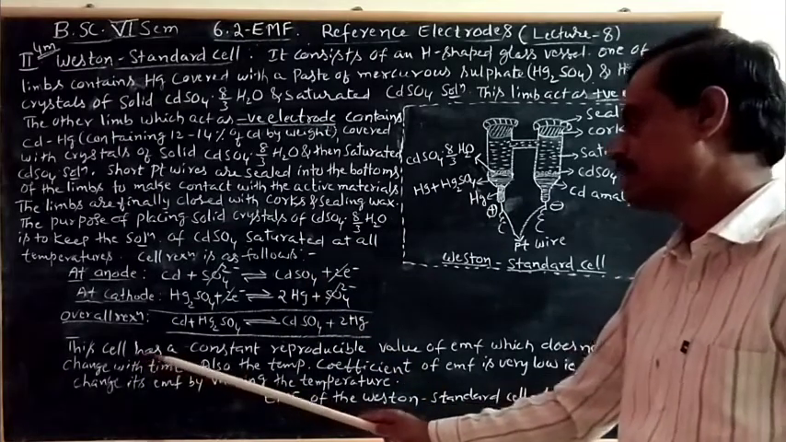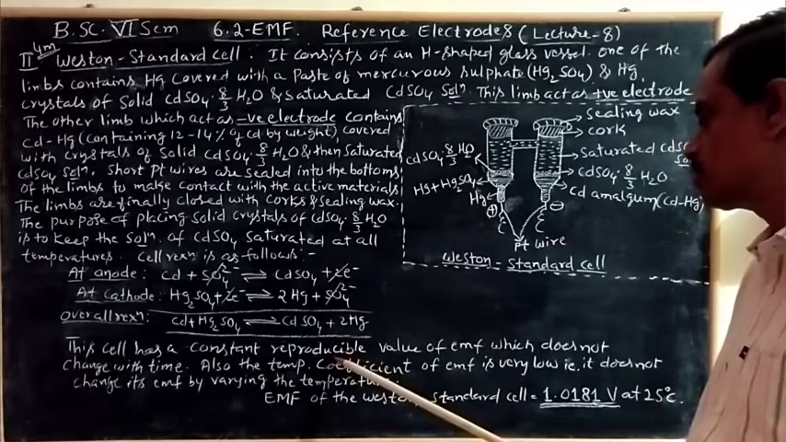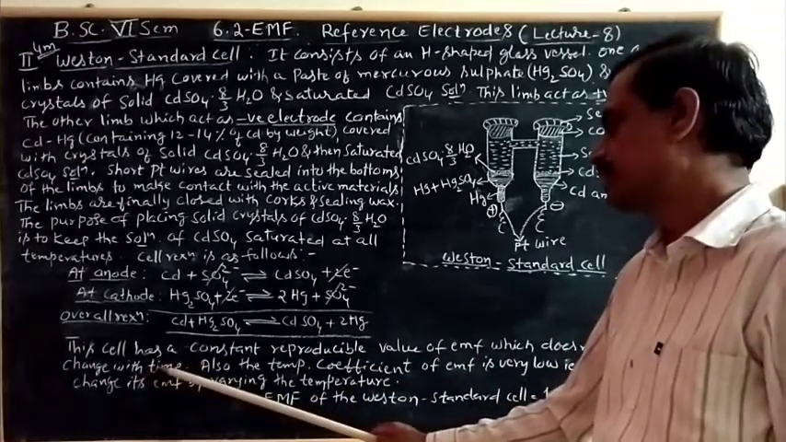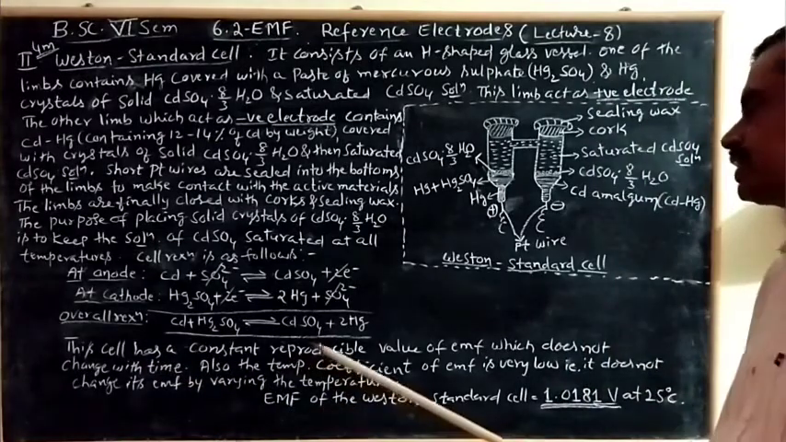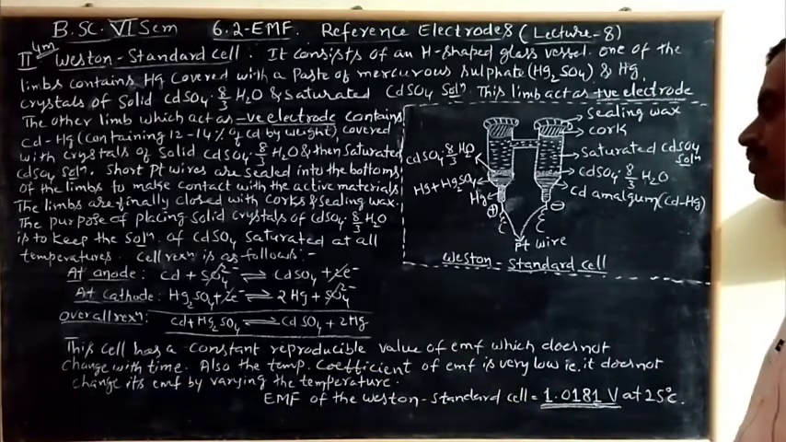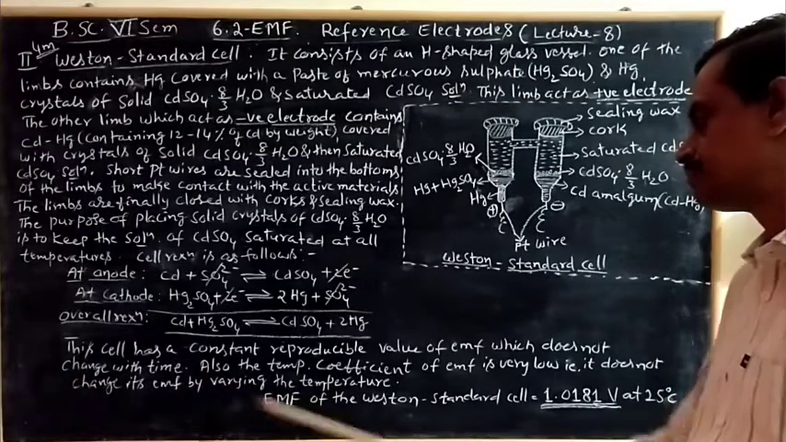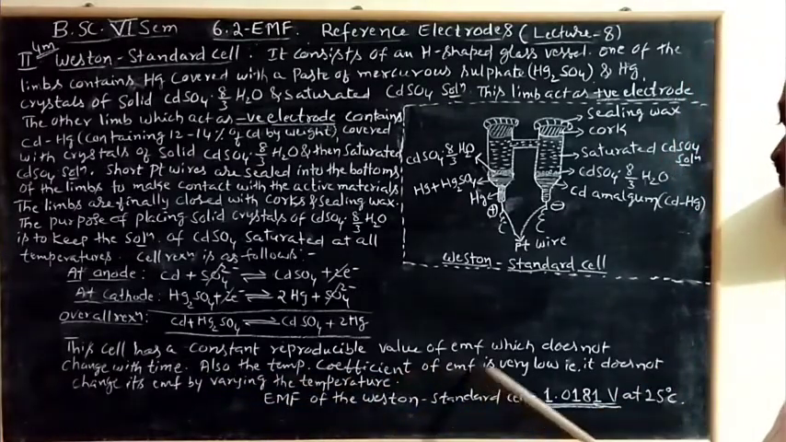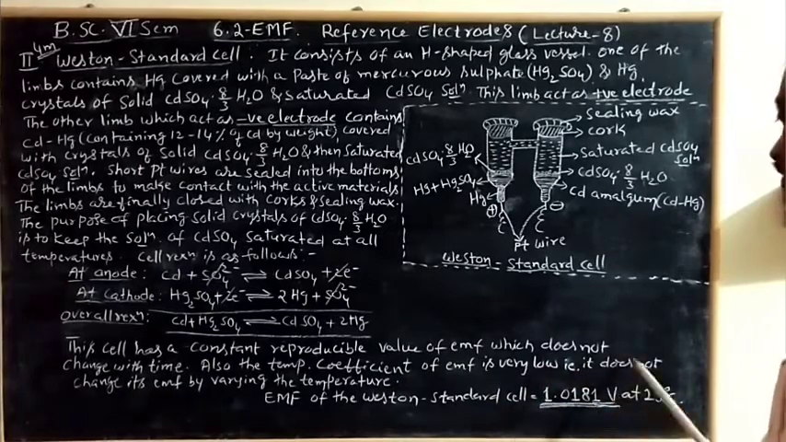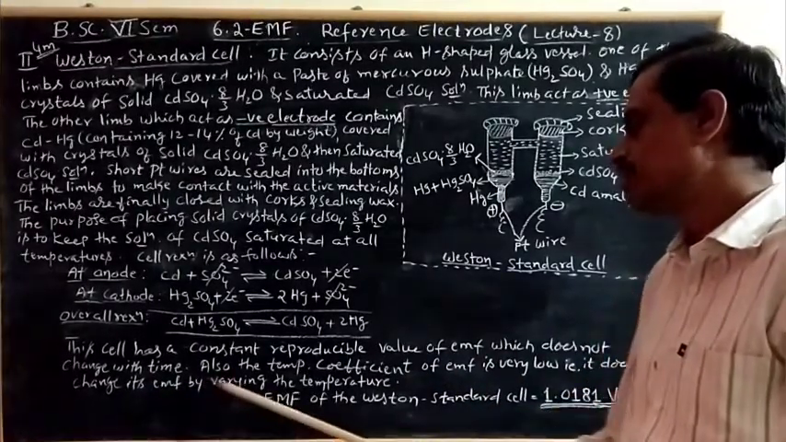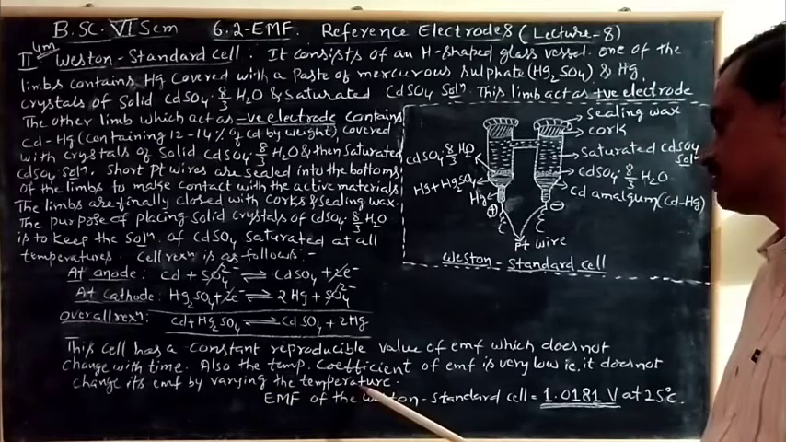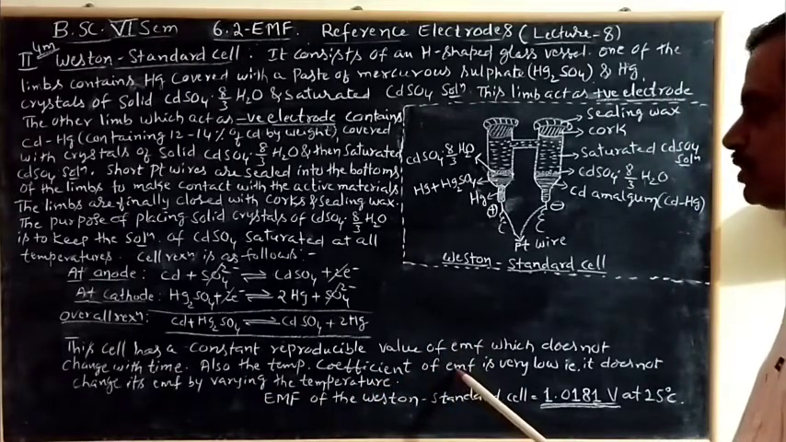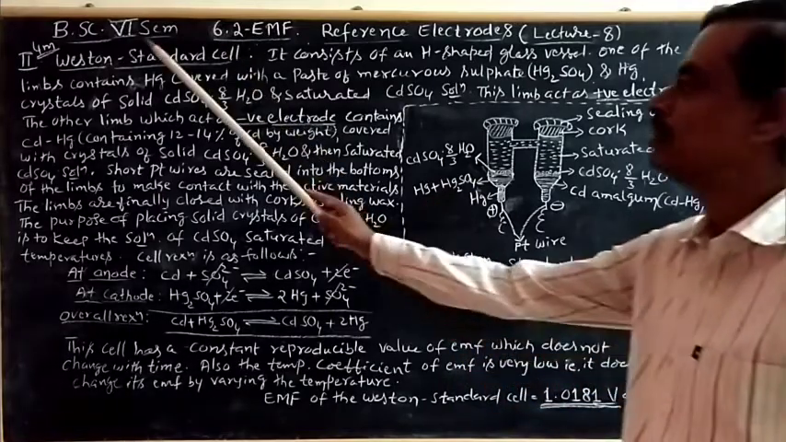So this cell has a constant reproducible value of EMF which does not change with time. Also, the temperature coefficient of EMF is very low. That means it does not change its EMF by varying the temperature. By changing the temperature, there will be no change in the EMF. So this is a very good standard cell.